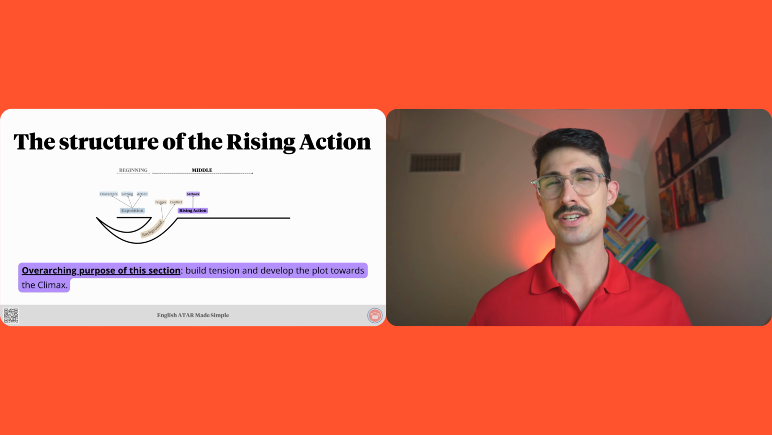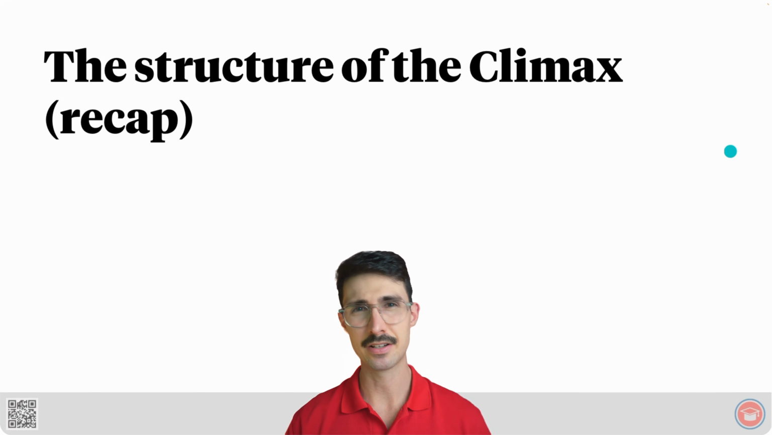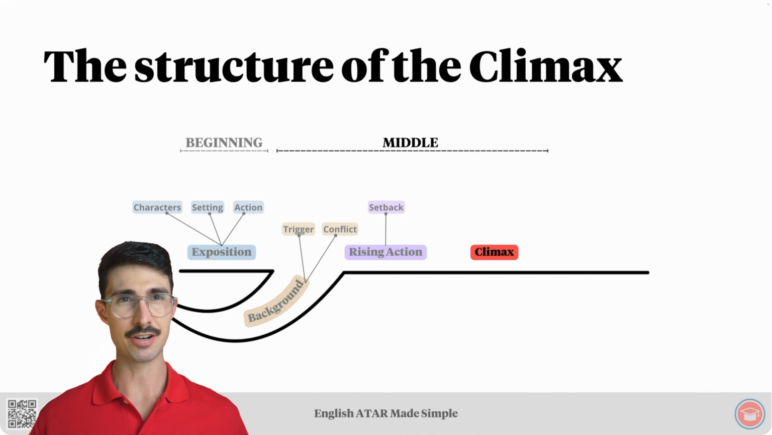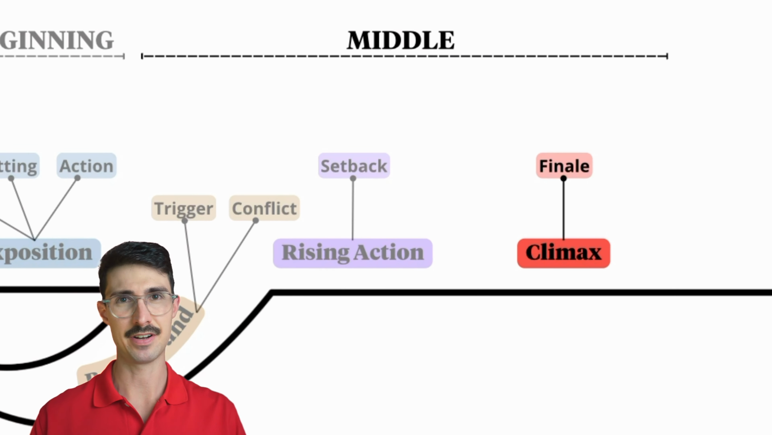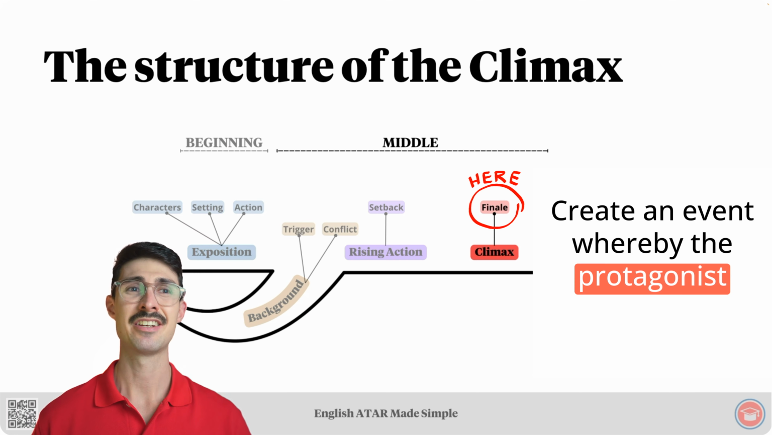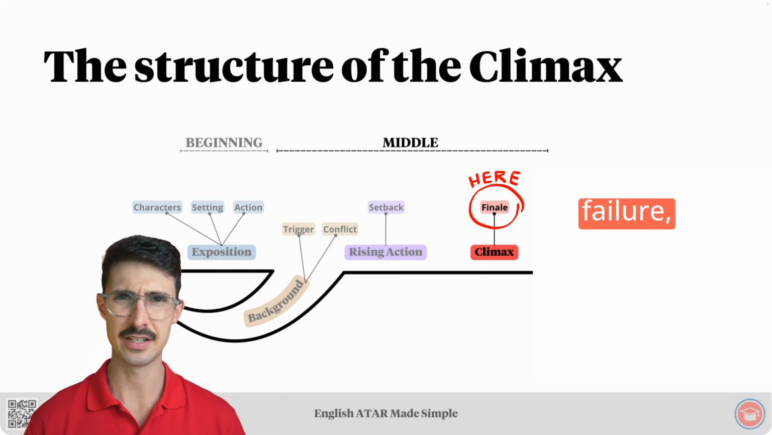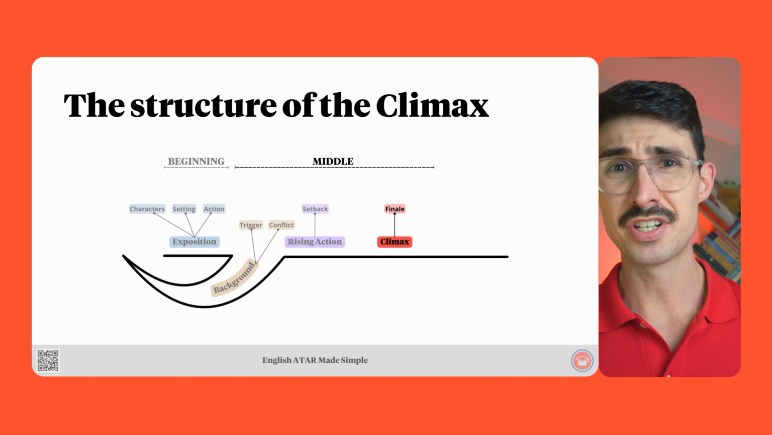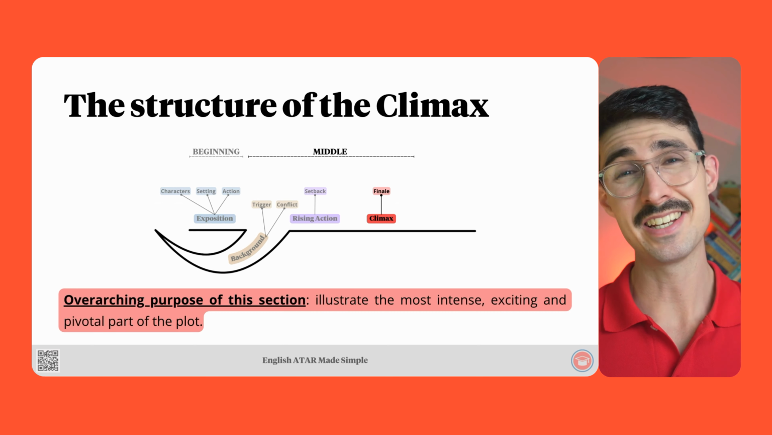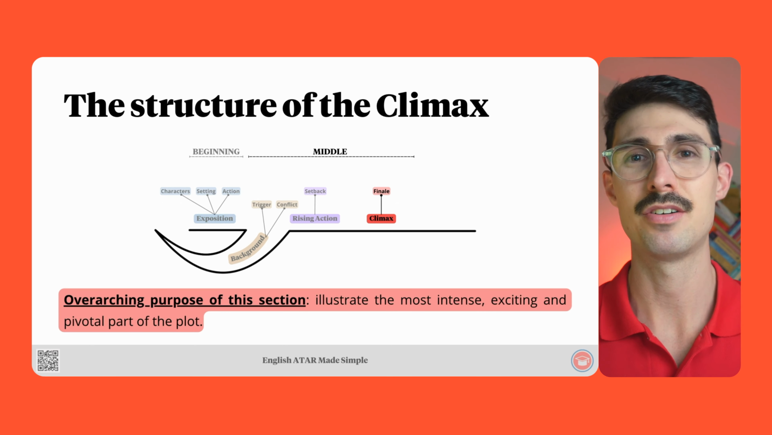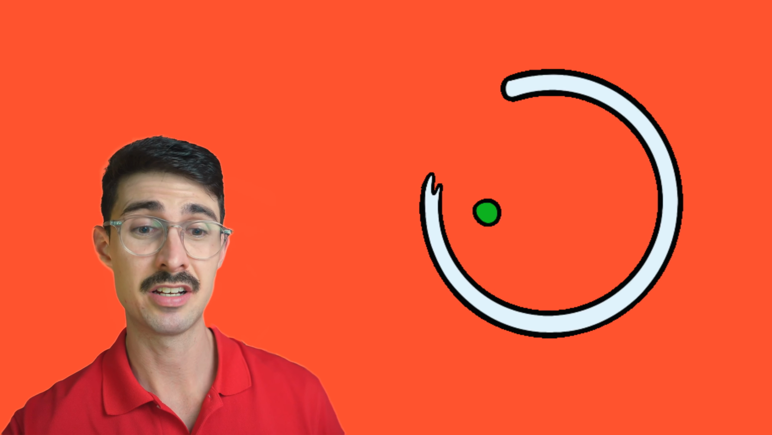Last section we're taking a look at in this lesson is the climax. It is the third section of the middle part of the story. It's got one element, and that is the finale. The finale requires you to create an event whereby the protagonist faces a strong possibility of failure, but ultimately defeats the antagonist and achieves their mission. Overarching purpose of this section, it's to illustrate the most intense, exciting, and pivotal part of the plot. And just like that, the first recap of the lesson is done. Let's turn to the next one.